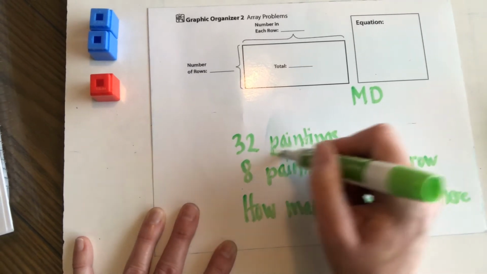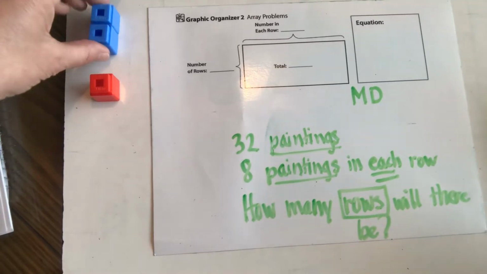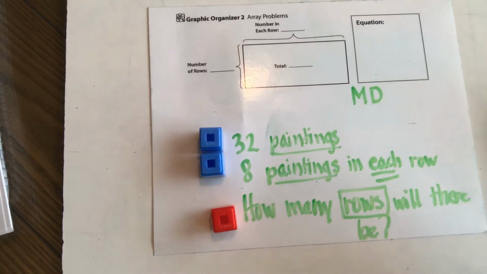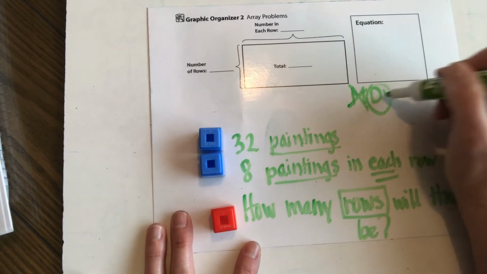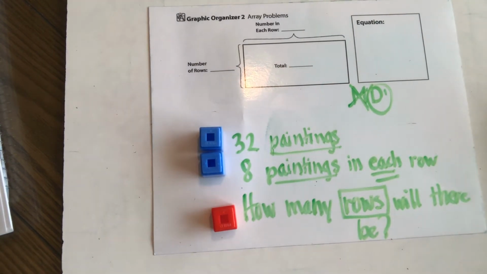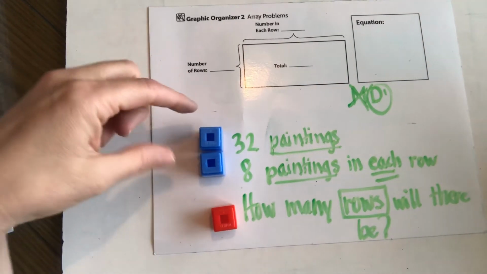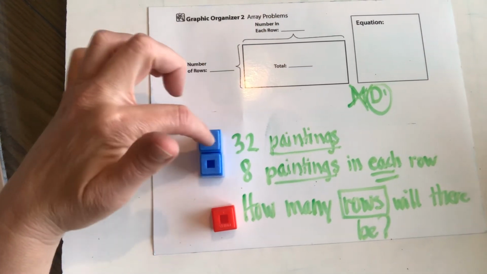So I've got paintings, and I'm looking for rows. Oh my goodness. Did you notice that in the story my labels match and my question is asking for something different? Automatic D1. Remember, in your story when the labels match and the question is asking you for something different, we are dividing. So let's go through this. That means we're not looking for the total. So let's find it. It's in the story.